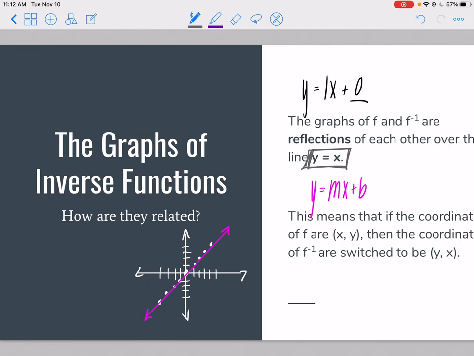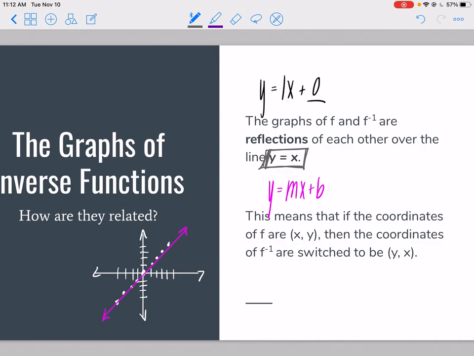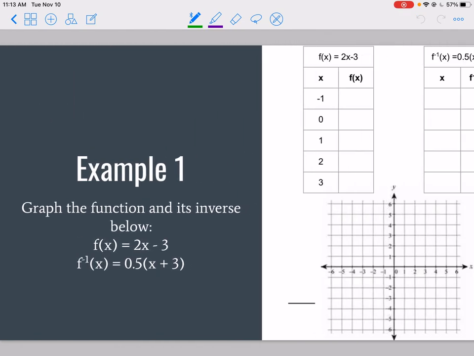And remember, a reflection is just like when you flip it over that line or if you were to fold it over that line. This also means, because we flip x and y, that the coordinates of the original function, if they're x comma y, then the coordinates of the inverse function are y comma x. So every single coordinate point on there has just the flipped x and y values, which makes it kind of easy for us.